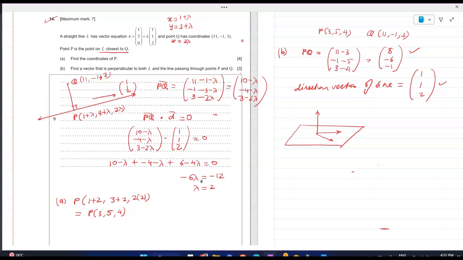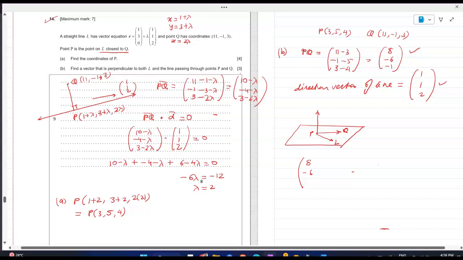They are saying find a vector which is perpendicular to L and passing through PQ. I found a vector passing through PQ. I could just put the point P in the equation with lambda, but that's not perpendicular. We want to find PQ. So you can use your calculator to find the cross product between these two vectors, (8, -6, -1) and (1, 1, 2).